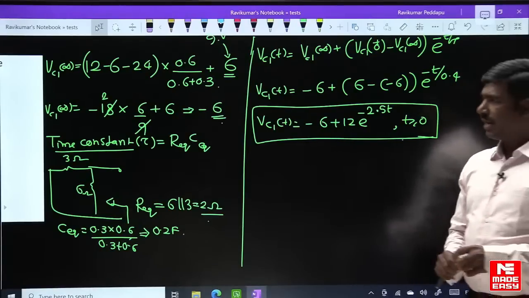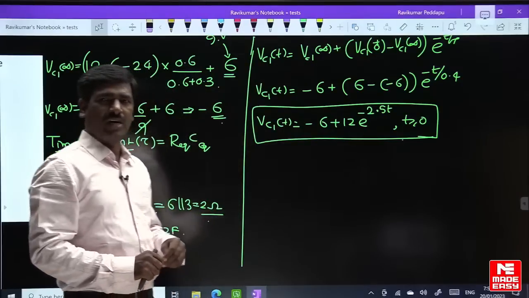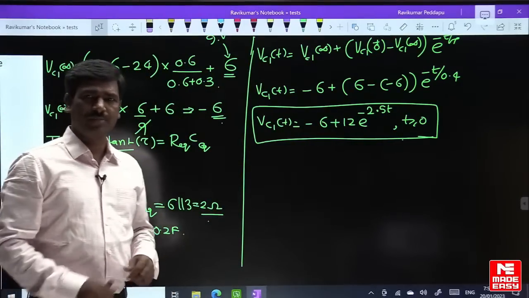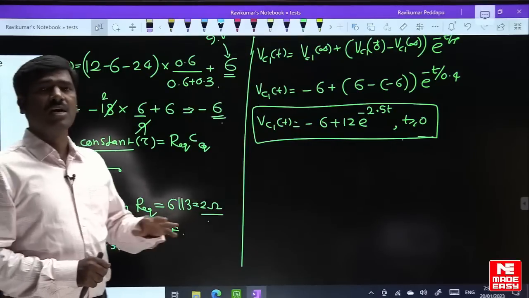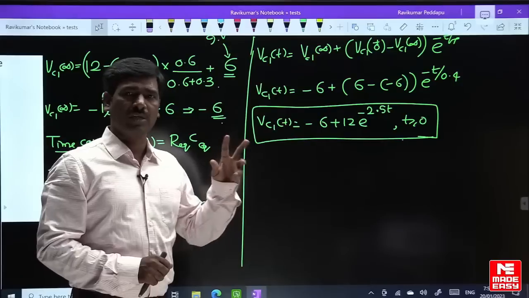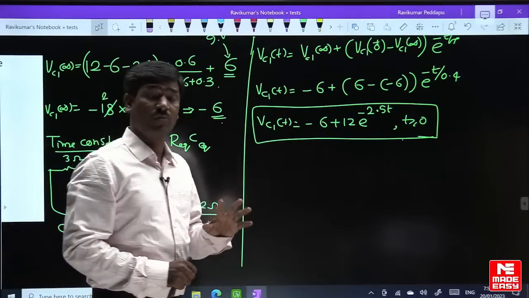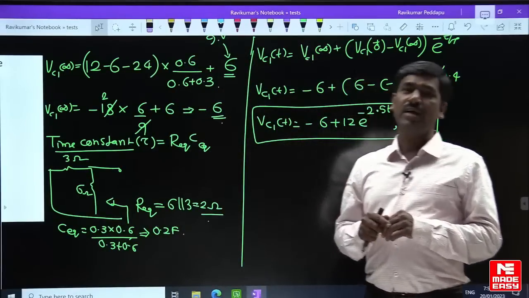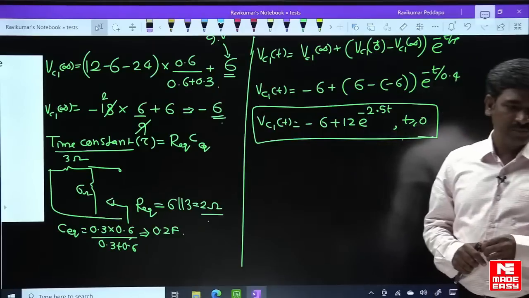Final voltage 8 volts is not correct. The final voltage is minus 6 volts. So when there are two capacitors with initial conditions, this is the procedure for applying the final value. Suppose initial conditions are not there, no initial charge on the capacitors, then you can directly use it, and 8 is the correct answer, no doubt. If initial conditions are there, this is the procedure for finding the final value. Is it clear now?